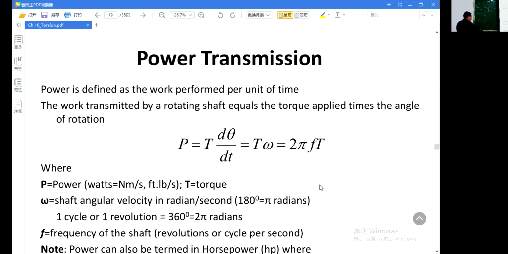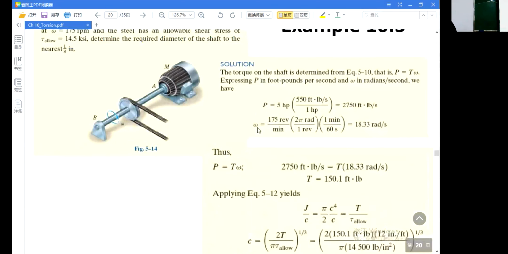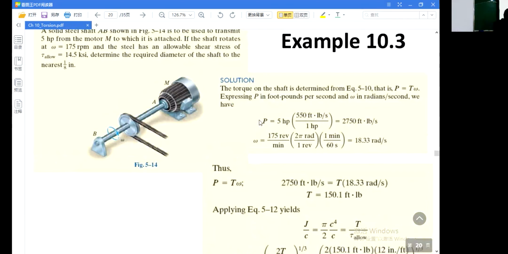Transmit power. It's a motor. We know the power. Transmit the power to the pulley. Then the machine is working. So we have to know the torque exerted by the motor. How to find the torque exerted by the motor?